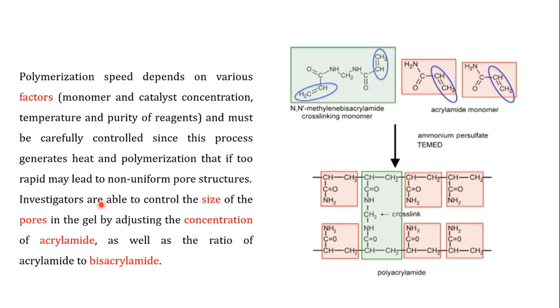Now the pore size is actually controlled by the investigators. They control the size of the pores in the gel by adjusting the concentration of the acrylamide. So this acrylamide concentration is used to control the pore size in the gel. The second important thing is the ratio of the acrylamide to bisacrylamide. That is very important, because the ratio of the acrylamide and the bisacrylamide, as you can see over here, is actually the determining factor for the pore size of the polyacrylamide gel.